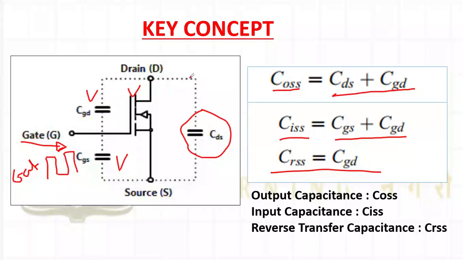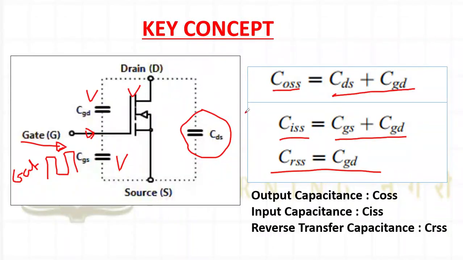So you maybe know this concept that this capacitance exists in any device, and with the charging and discharging of this capacitance, the current will flow through the gate driver, through the gate terminal, and it will turn on or turn off the device. So this is a very important concept.